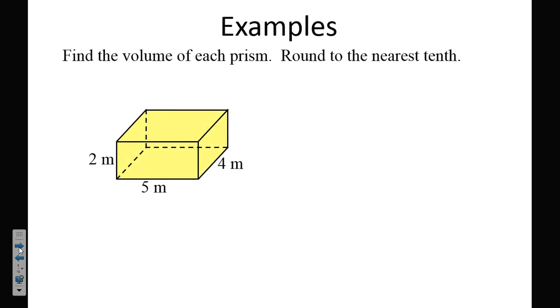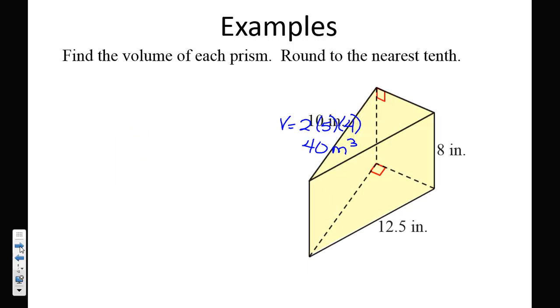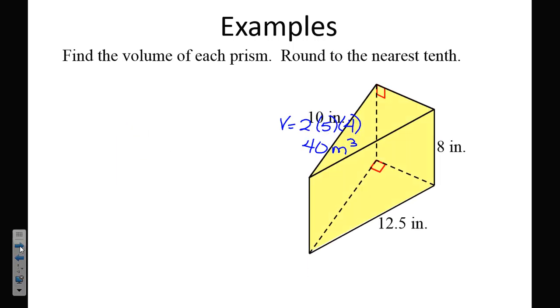All right, let's do one more quick example of volume. 2 times 5 times 4. So 10 times 4, 40 meters cubed. You can, except the problem becomes what happens when we deal with this then.